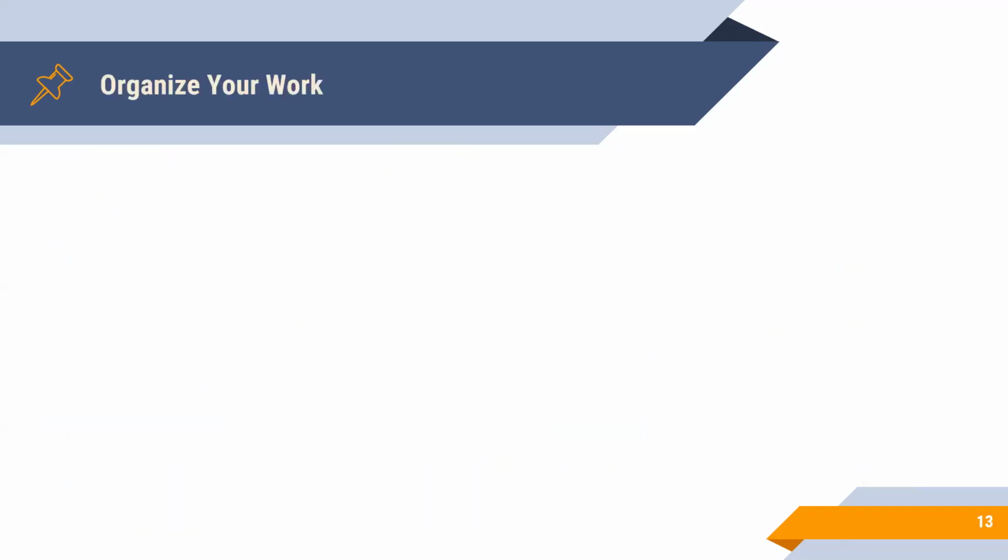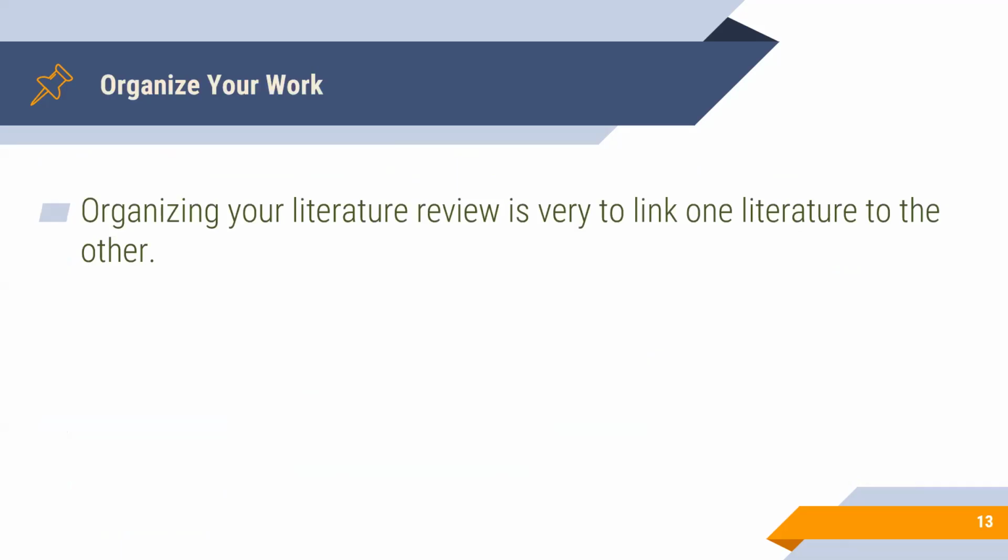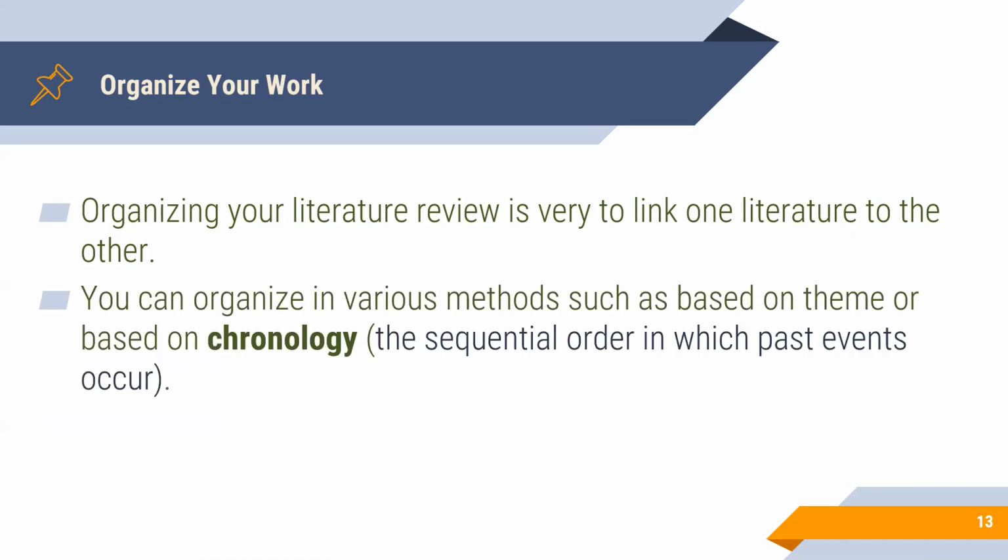Then organize your work. Organizing your literature review is very important, to link one literature to the other. So you need to link the literature one to another so that the flow of the literature review is nicely arranged. Then you can organize in various methods such as based on the theme or based on the chronology, the sequential order in which past events occurred.